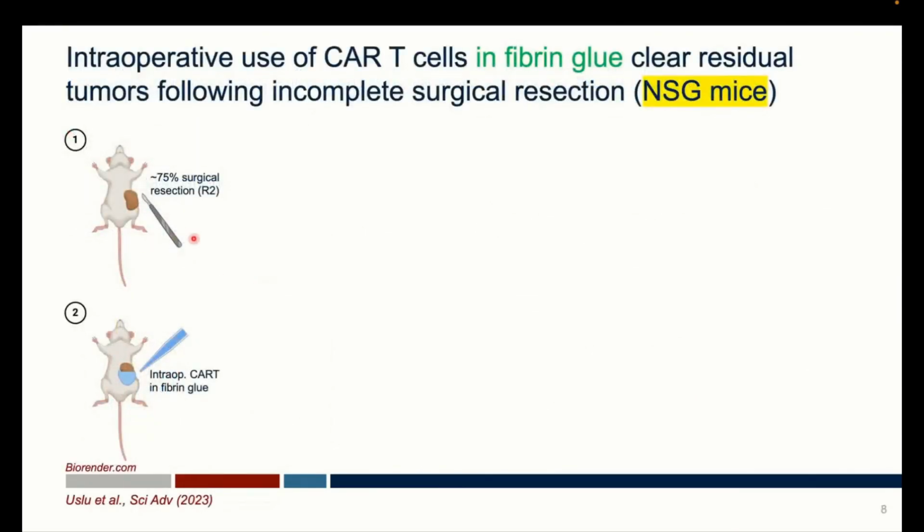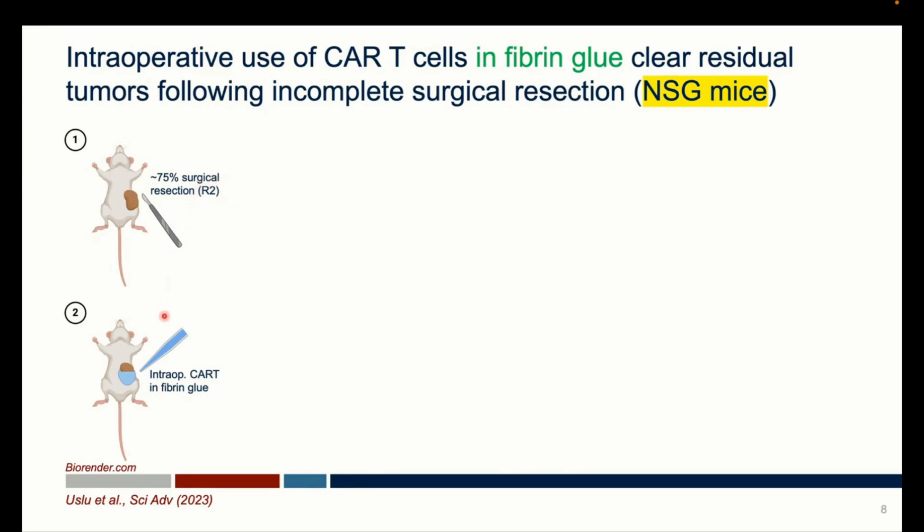So we first established a partial surgical resection model. We injected the tumor cells into the right flank of NSG mice. NSG mice are immunocompromised mice. They don't have adaptive immunity, so that you can inject human tumor cells and human T cells. We first injected these human tumor cells in the right flank of those mice and then surgically removed about 75% of the tumor to mimic incomplete surgical resection. So we mimic the R2 resection. Basically, when you leave a bigger part in the body, it's called R2 resection.